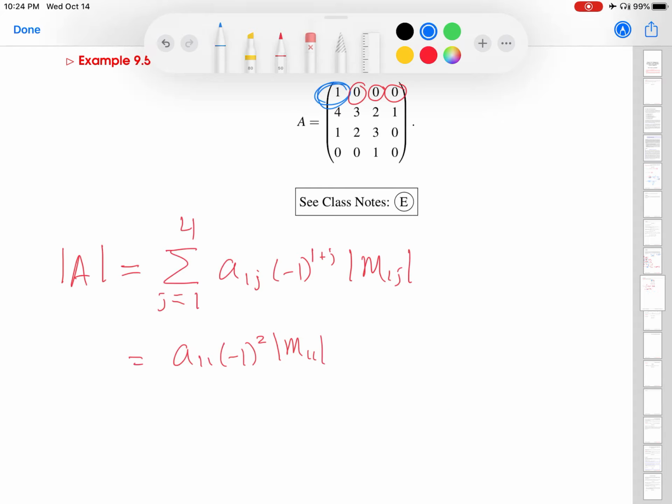So let's put in here, a11 is 1, minus 1 squared is 1. So really all I have to calculate for this determinant is the determinant of m11. And this is the matrix obtained up here in the A matrix by deleting the first row and the first column. So I'm calculating the determinant of 3, 2, 1, 2, 3, 0, 0, 1, 0. At this point, you have lots of choices.